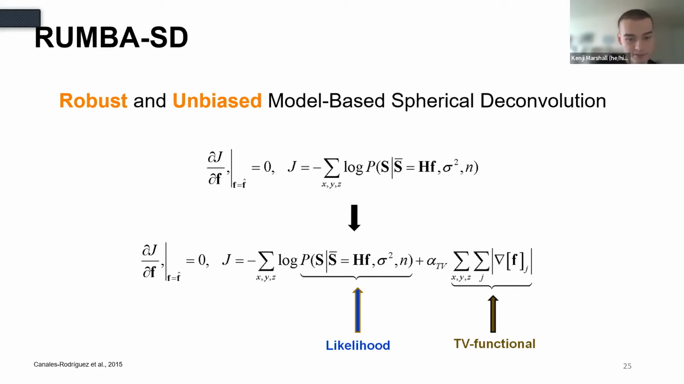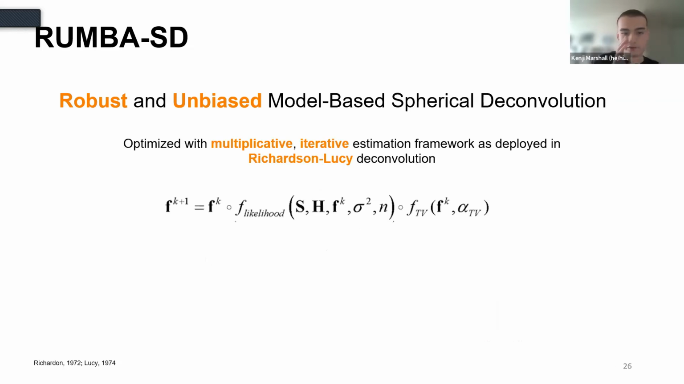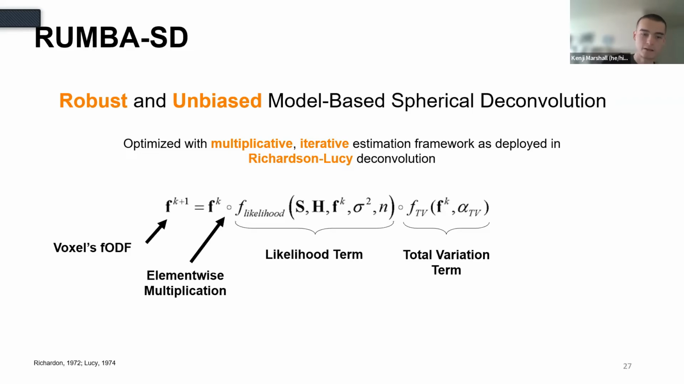In order to actually optimize this expression, we don't use this directly. We don't perform gradient descent. Rather, we encode this in this multiplicative iterative estimation framework. This is something that's used in Richardson-Lucy deconvolution. And so rather than having these additive terms, we are using this multiplicative operation to iterate on our voxels FODF, F here, which gets multiplied by some likelihood expression and some total variation expression.